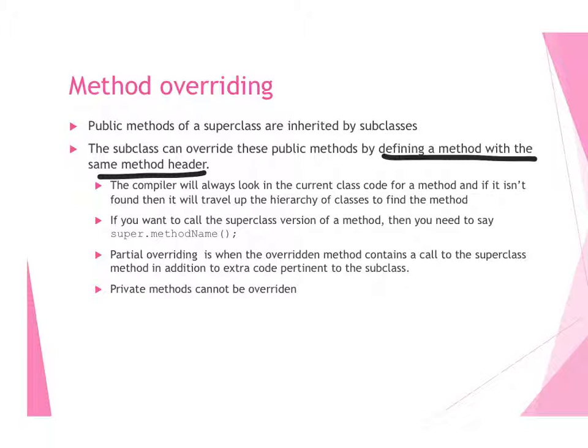If you want to specifically call the superclass version of the method, then you need to tell the compiler to do so by saying super dot and then the method name. It's important to note that private methods cannot be overridden, and that's because we cannot directly access them.